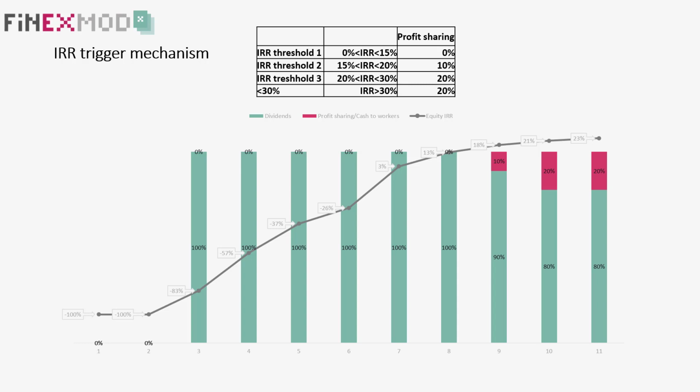IRR threshold 2 says that at any point in time, if the equity IRR is greater than 15% but less than 20%, then 10% of cash flow available for distribution goes to workers. And IRR threshold 3 is the same concept, but it says that if the equity IRR is greater than 20% and less than 30%, then the sharing of cash would be 80-20 between owners and workers. And IRR threshold 4 says that if the equity IRR is greater than 30%, then the sharing of 80-20 still remains.